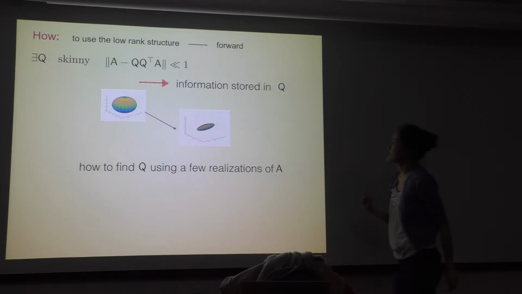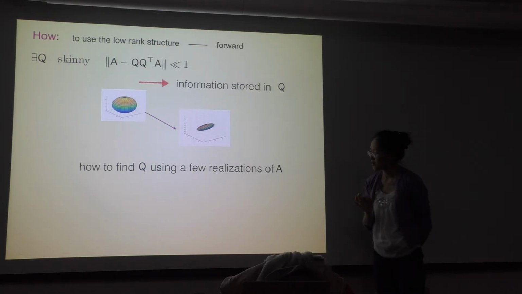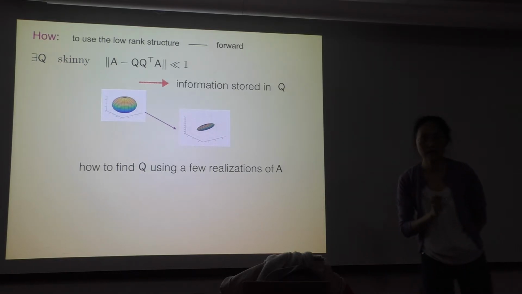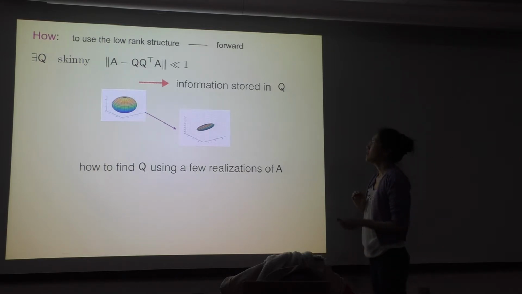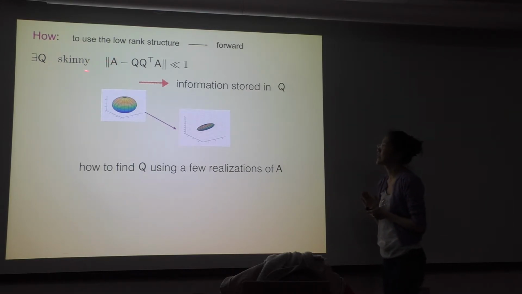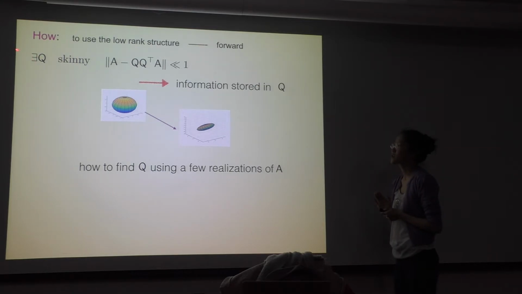So let me quickly go over it. This is one of the leading algorithms in compressed sensing in recent years, called randomized SVD. It says the following. I have a matrix that is extremely big, but I know ahead of time that this matrix has a low rank structure, in the sense that I can compress it. I can find a skinny matrix Q so that this matrix projected on this Q is almost the same as this A.